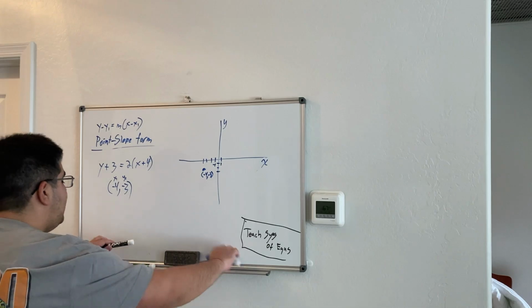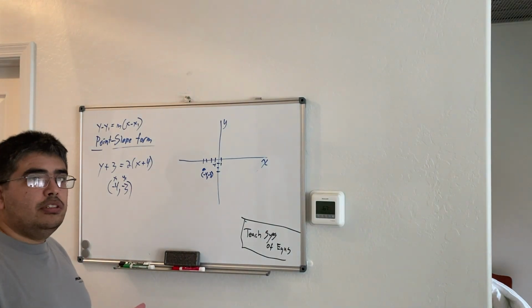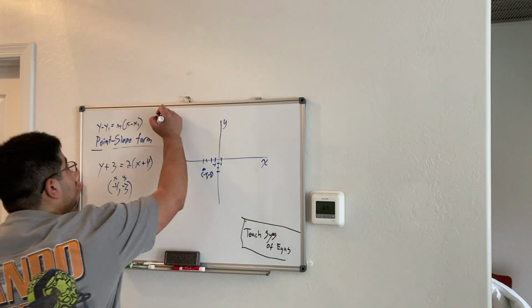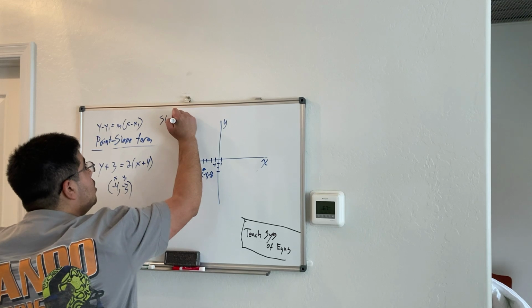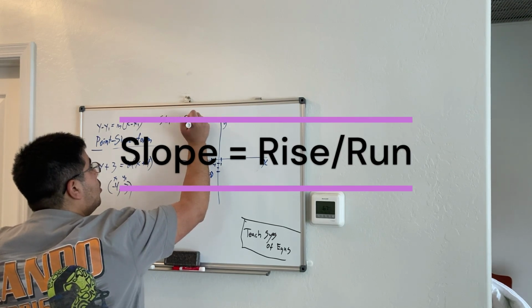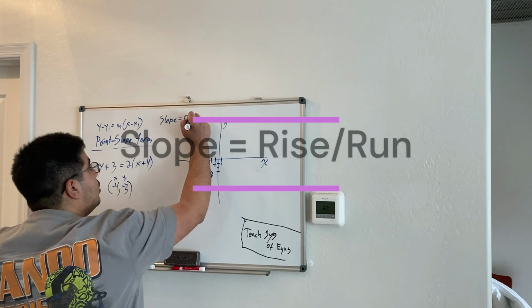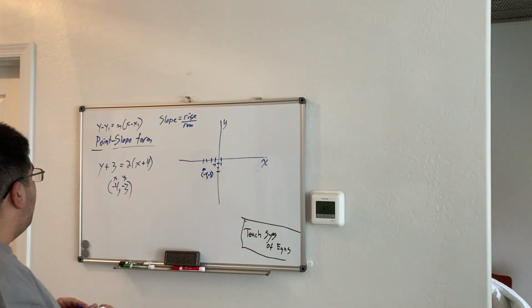Right now I'm in the middle of an explanation of point slope form. What you guys need to know, I'm going to write it down as a reminder. Slope equals rise over run. All right. So point slope form.